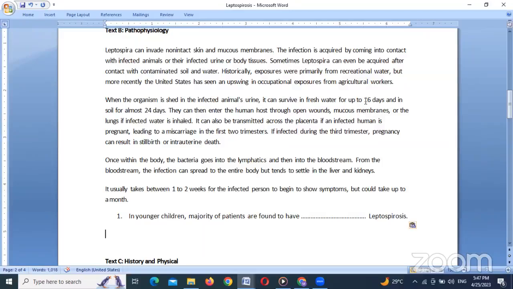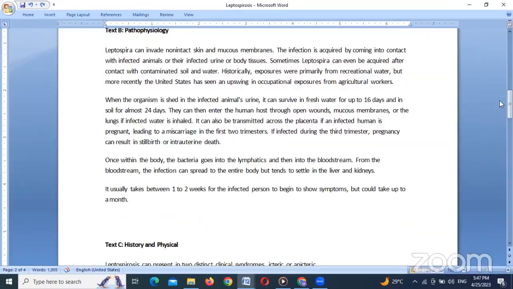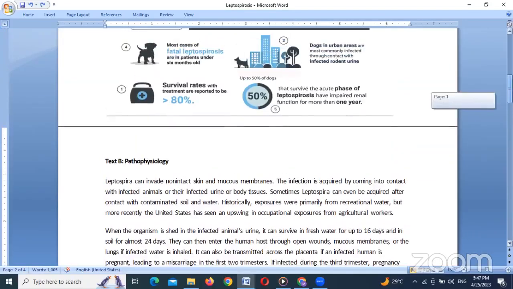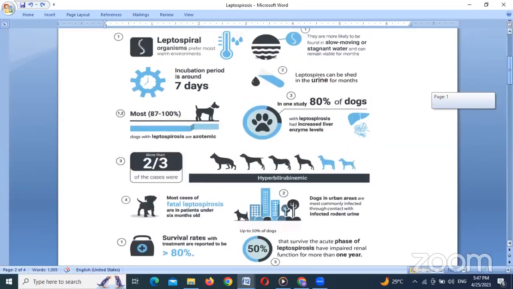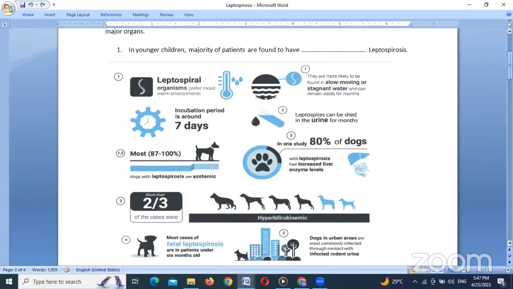So you cannot find the answer here in text B also. So then where should we go? I think in text A, in the paragraph, it said fatal leptospirosis, because the younger children is like more than 6 months old, something like that. I'm not sure.